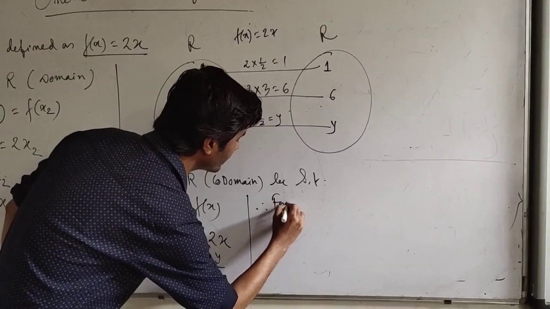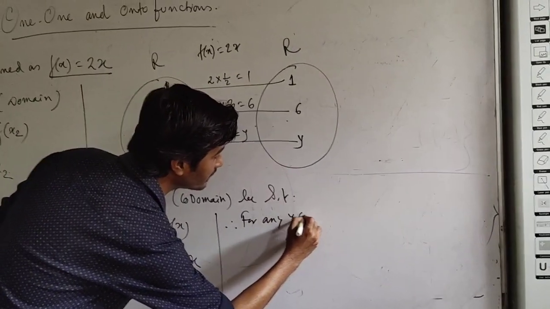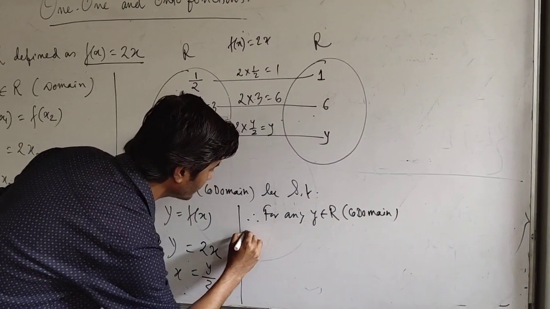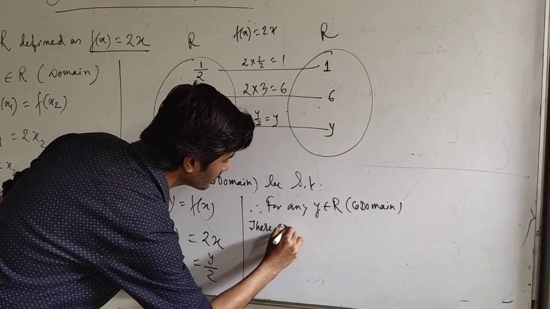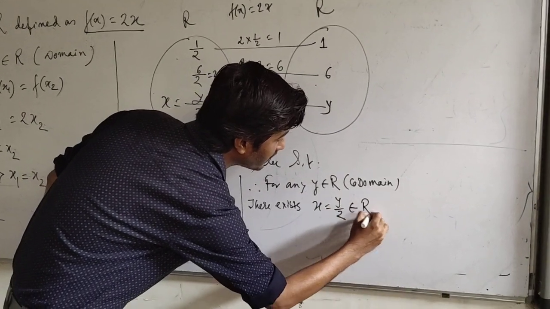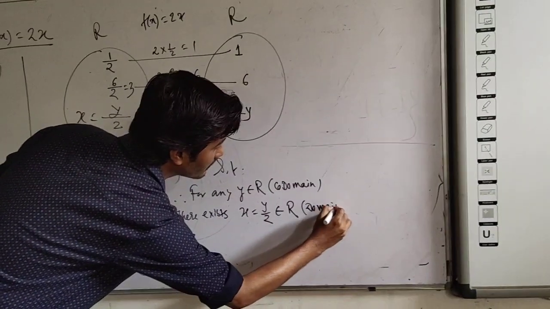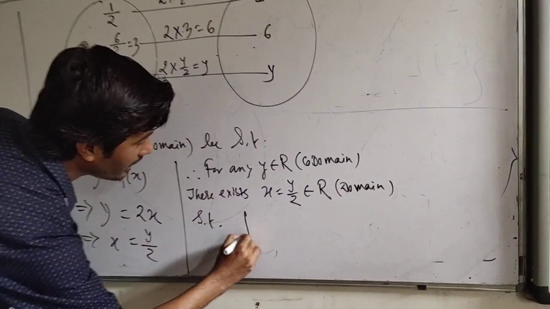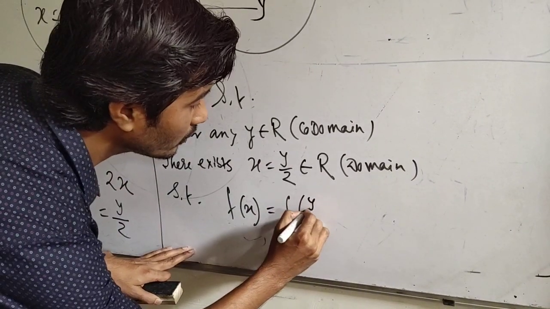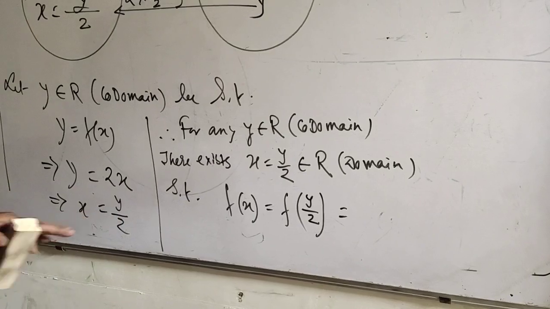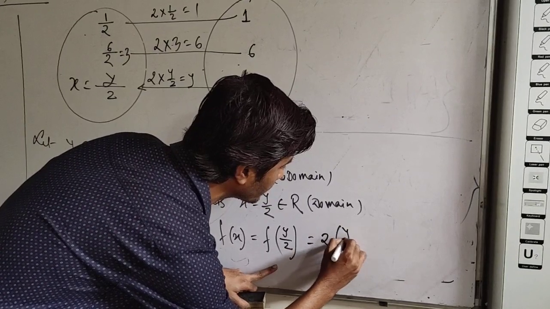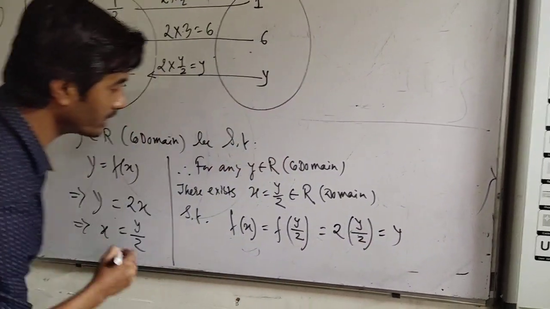Therefore, for any y in R, which is the codomain, there exists x equal to y divided by 2 in our domain, such that f(x) is equal to, you put x equal to y by 2 here, f(y/2). As you know, the definition of f(x) is twice x, therefore f(y/2) will be equal to 2 into y by 2, which is equal to y.